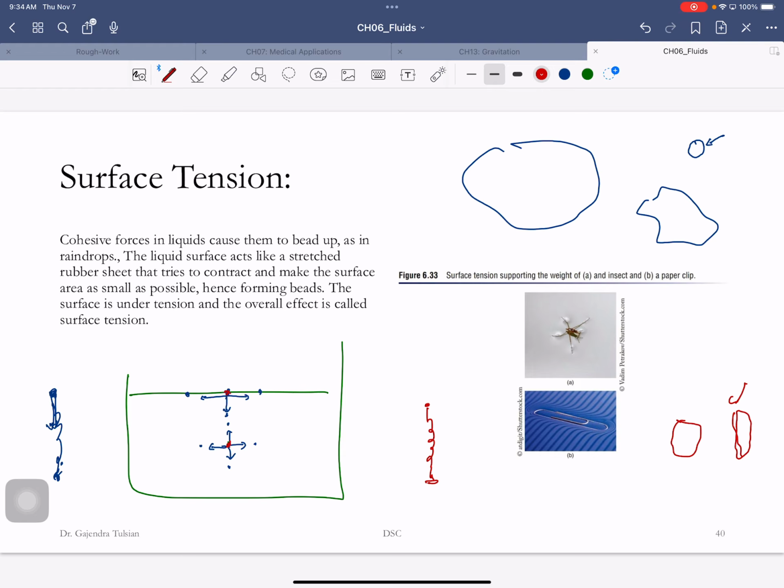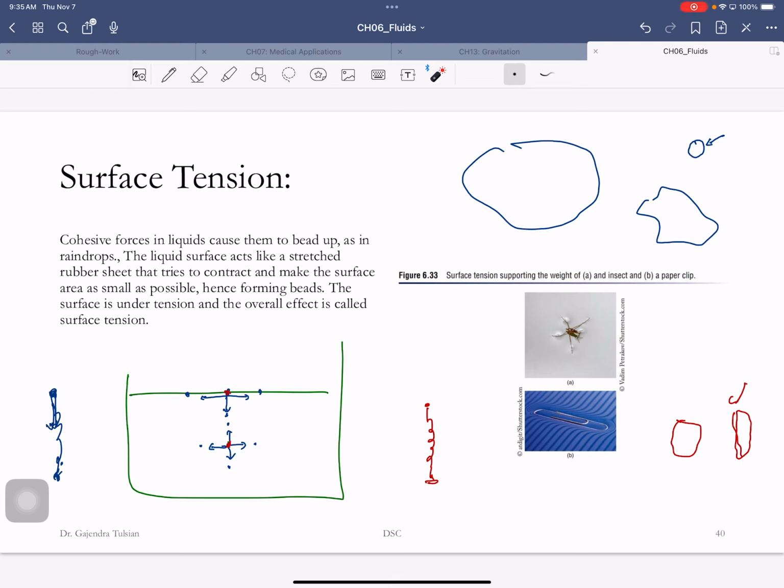Okay. So every molecule on the surface, it costs energy to put there. So the surface of a liquid is like a stretched rubber membrane. And that's the tension. That's called surface tension.